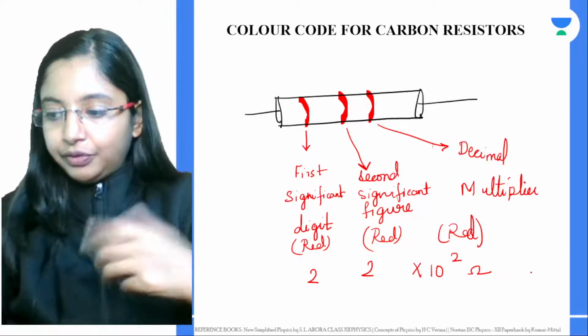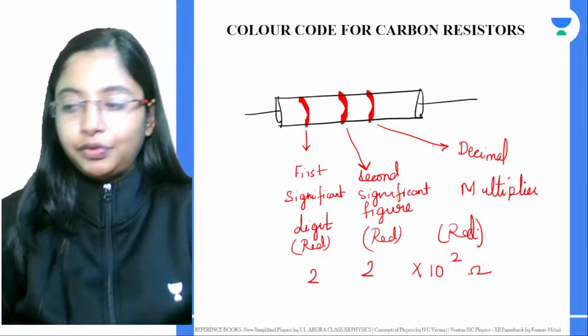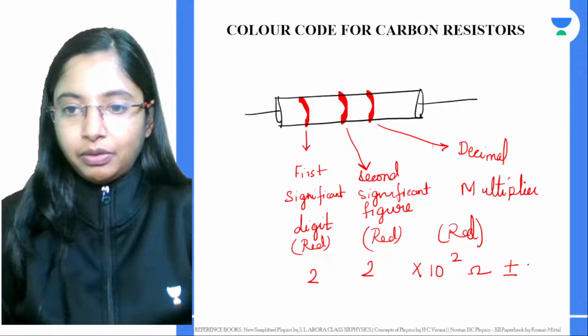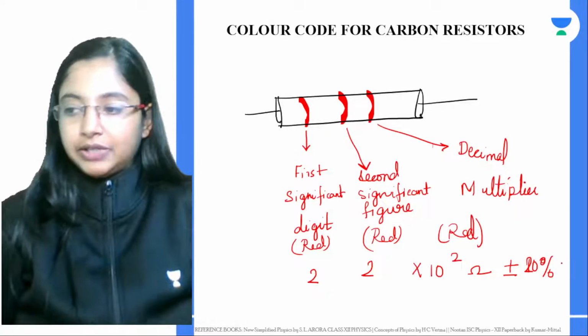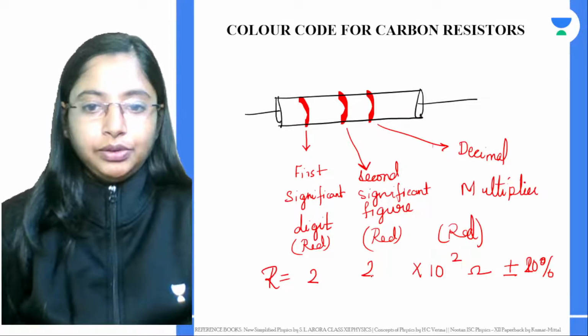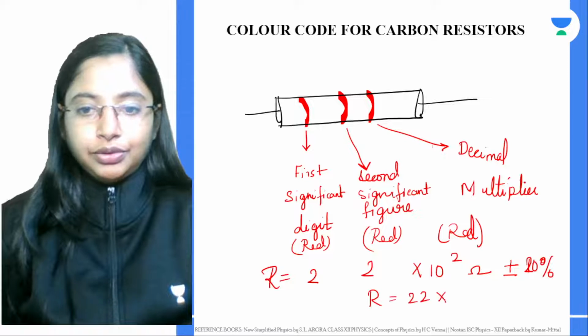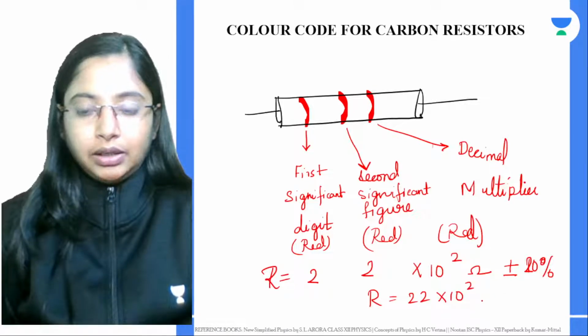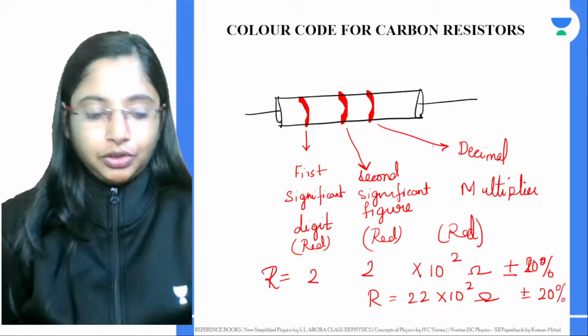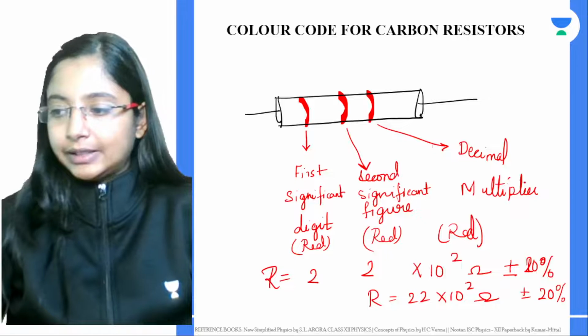Now if the fourth band is absent, the tolerance will imply plus or minus 20%. If there is no band, then the tolerance level will be plus or minus 20%. So this is the value of the resistor: R is equal to 22 into 10 to the power of 2 ohms, and this value could be off by plus 20% or minus 20%. That talks about the tolerance level of this particular resistor.